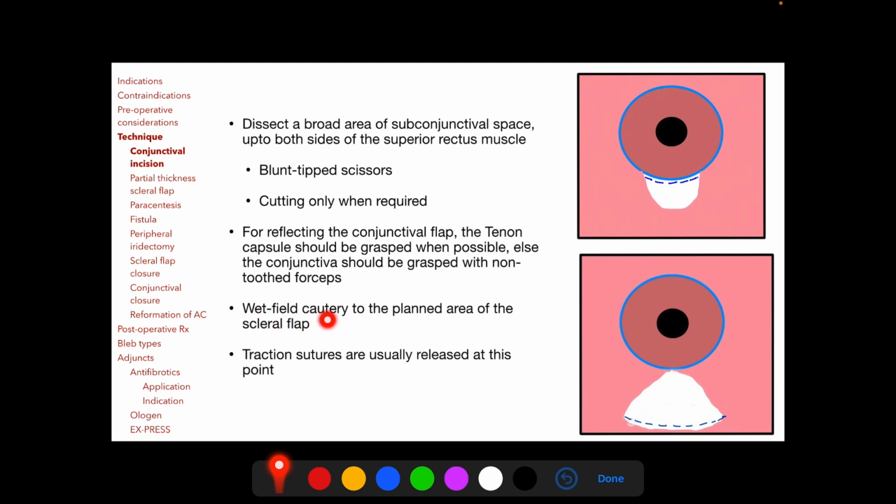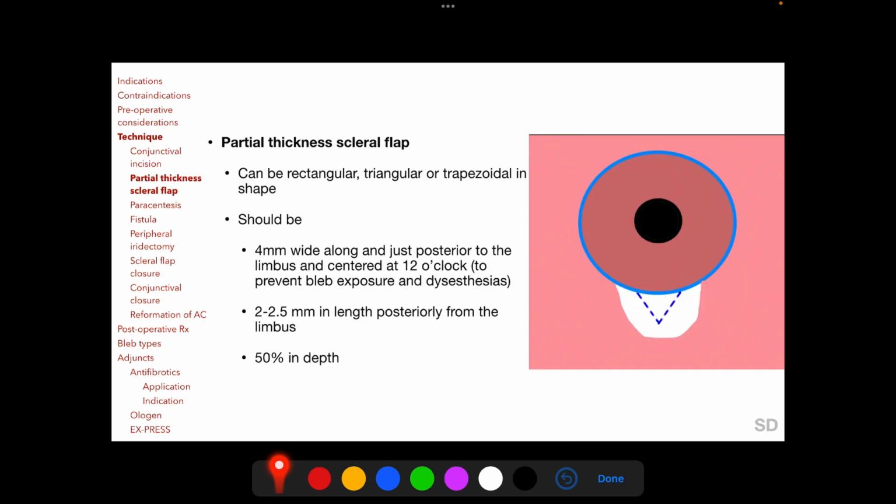Then wet-field cautery is applied to the planned area of the scleral flap, and the traction sutures are usually released at this step. Then the partial thickness scleral flap is made, and a careful construction of the scleral flap is important both for the success of the procedure and to avoid postoperative complications. The scleral flap can be rectangular, triangular or trapezoidal in shape, and we will demonstrate with a triangular flap.